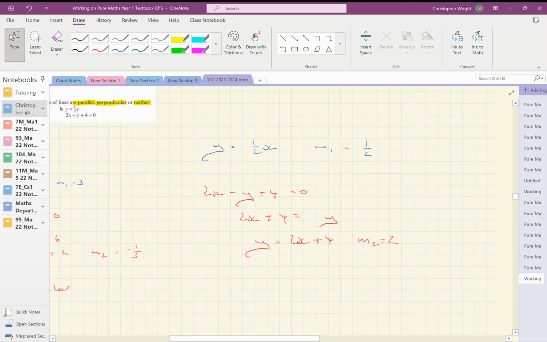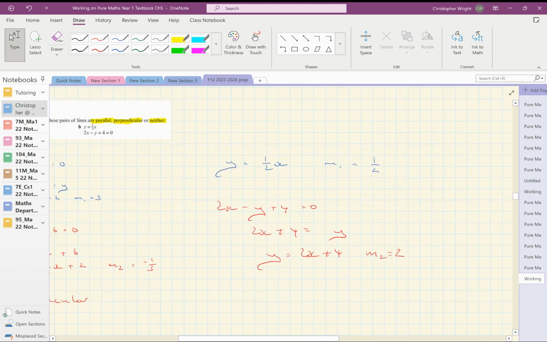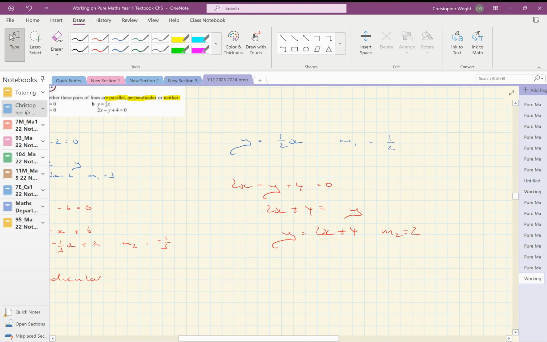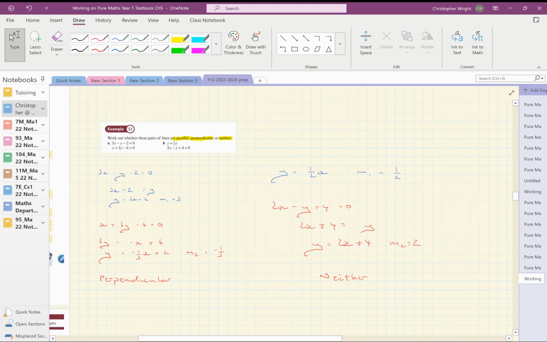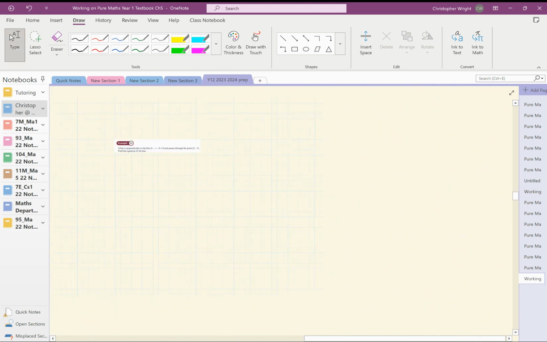So the two gradients aren't equal to each other, nor is one gradient the negative reciprocal of the other. So these lines are neither parallel nor perpendicular. So I'm going to write neither. That's example 11. Done. Let's move on to example 12.